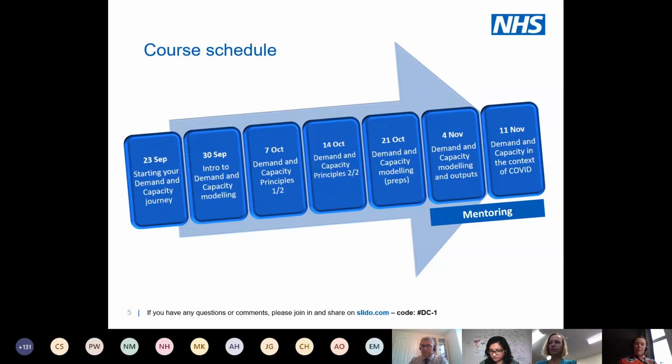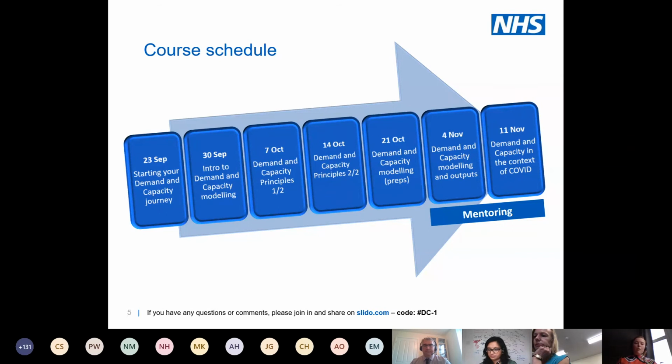But we hope we'll be able to do most of them in person. And then towards the end of the course, overlapping with the last couple of webinars and for a couple of weeks afterwards, we've got mentoring sessions available. As I said, the way this is applied will be quite different for different people, and we recognise that the nuance of how you apply it can be quite tricky and in depth.